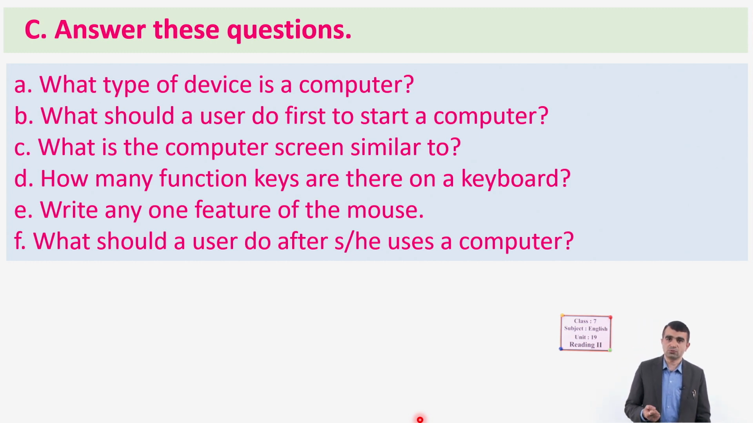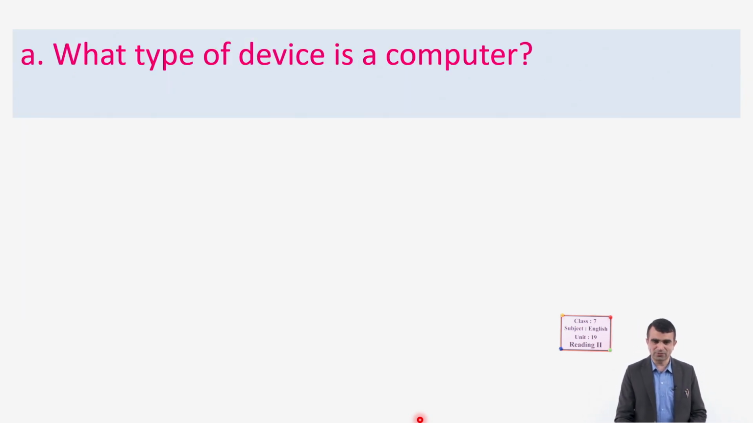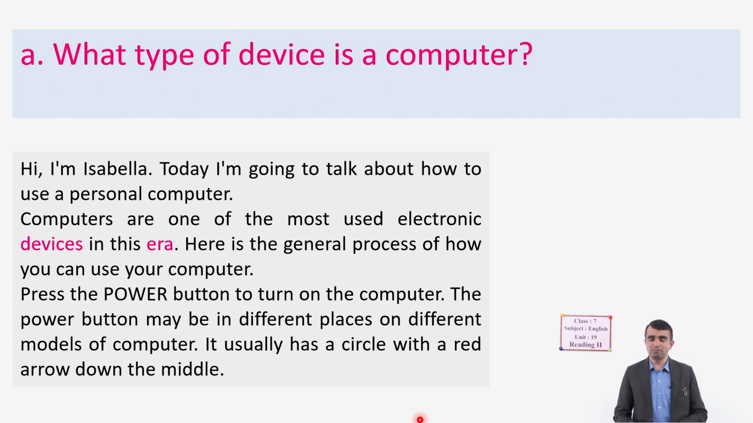Let's try to find answer to them. Okay. Have you found already? Great, great. Let's try. Okay. What type of device is a computer? Okay. See there in the beginning of the passage. What is given? Okay. See here.